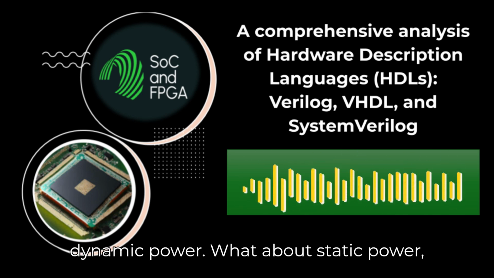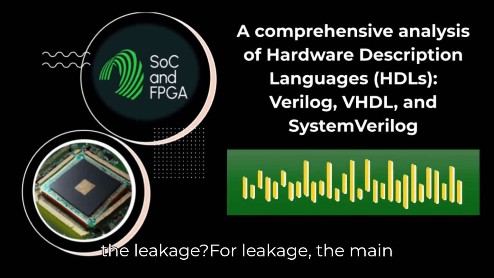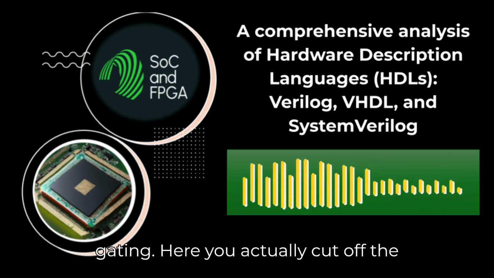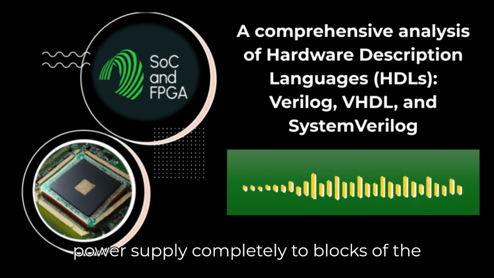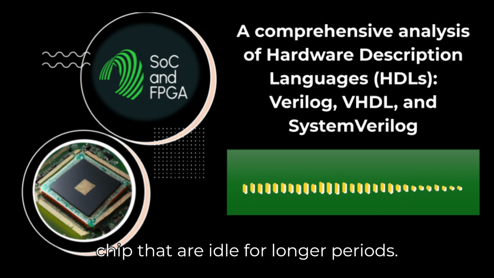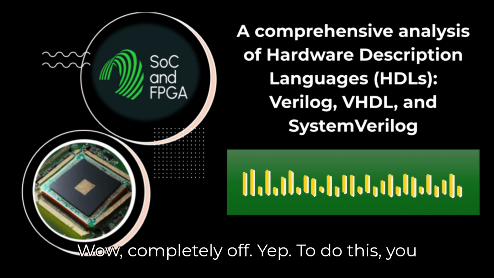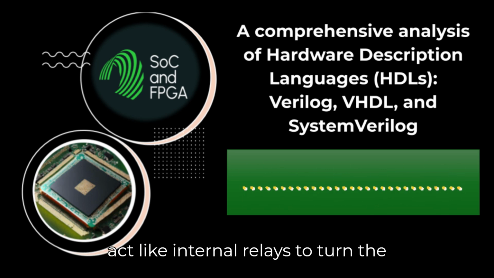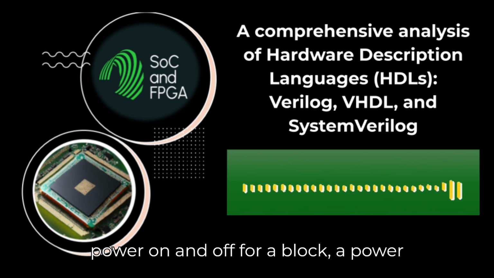What about static power, the leakage? For leakage, the main technique is more aggressive. Power gating. Here, you actually cut off the power supply completely to blocks of the chip that are idle for longer periods. Wow, completely off. Yep. To do this, you need special power switch cells, which act like internal relays to turn the power on and off for a block, a power domain.